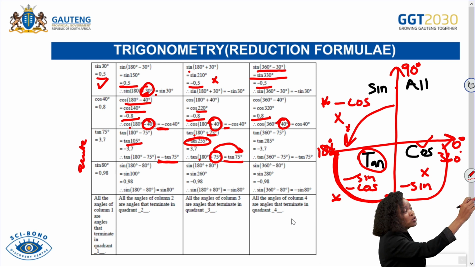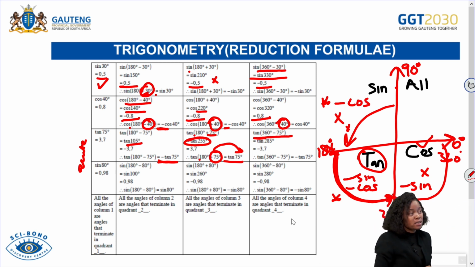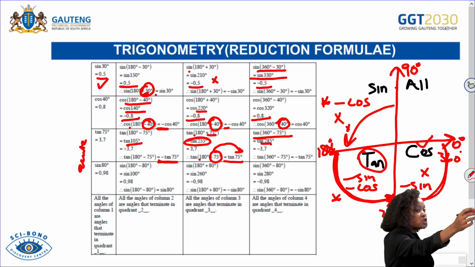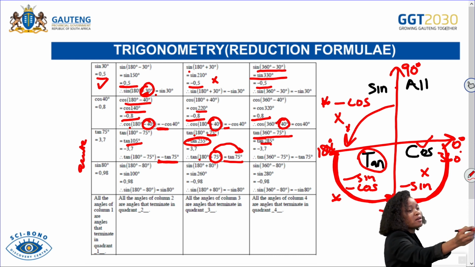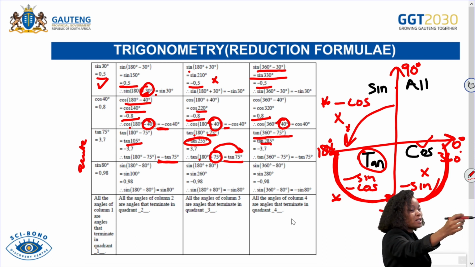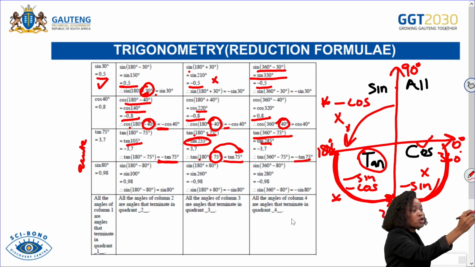Okay, so if you move to 360 degrees minus 75 degrees, you'll get 285 degrees. And if you punch it in your calculator, you'll get negative 3.7. Remember, 285 is above 270. So if it's above 270, it means that your angle is in the fourth quadrant, and in the fourth quadrant only cos is positive, meaning that tan is negative. Hence you'll get negative tan of 75 degrees.